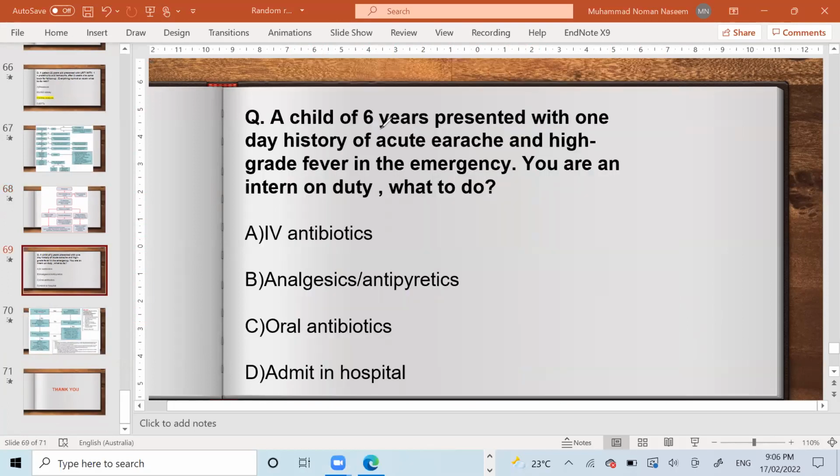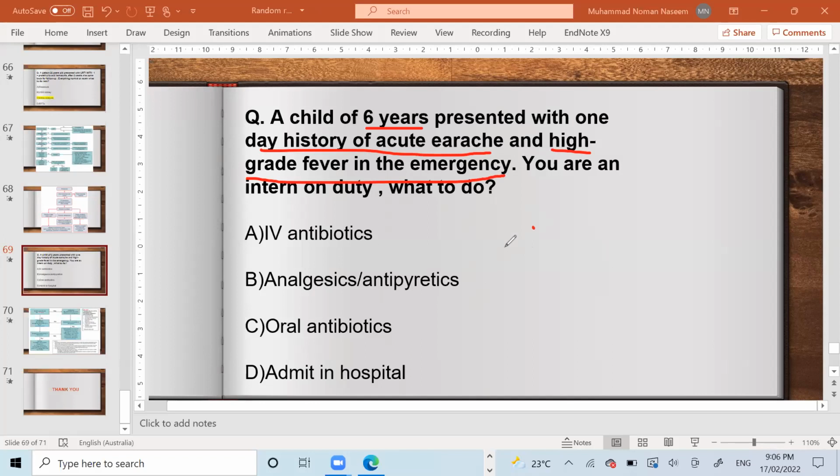All right. A child of 6 years presented with 1-day history of acute earache and very high-grade fever in the emergency. You are an intern on duty. What do you want to do to help this child? A, give IV antibiotics, B, analgesics or antipyretics, C, oral antibiotic, or D, you want to admit this patient in the hospital.